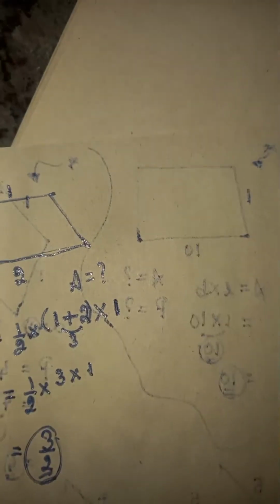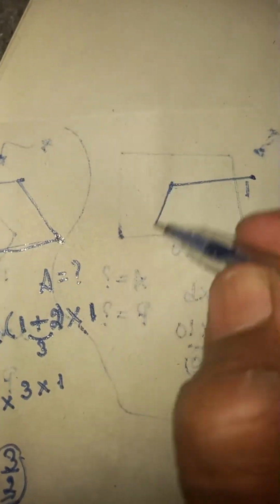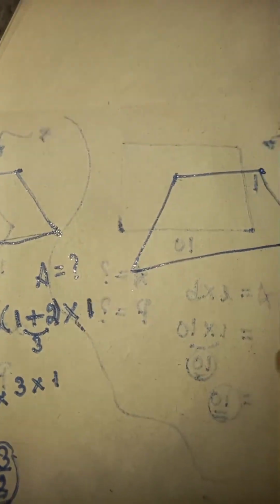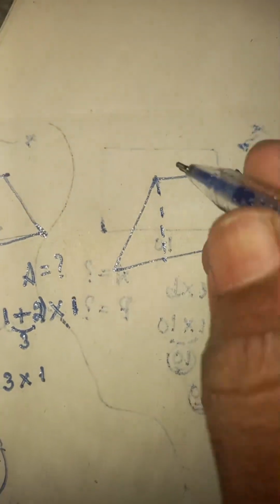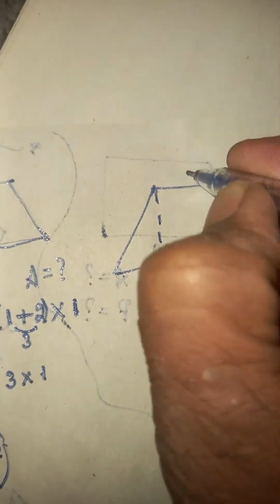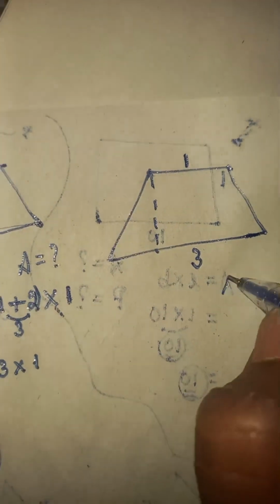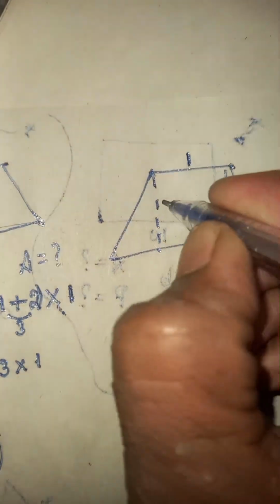Let's take one more trapezium, and in this trapezium they have given the base length, one parallel side, the below and above parallel sides as 3 and 1 units. You need to find out the area of this trapezium. Here also the perpendicular height is 1 unit.